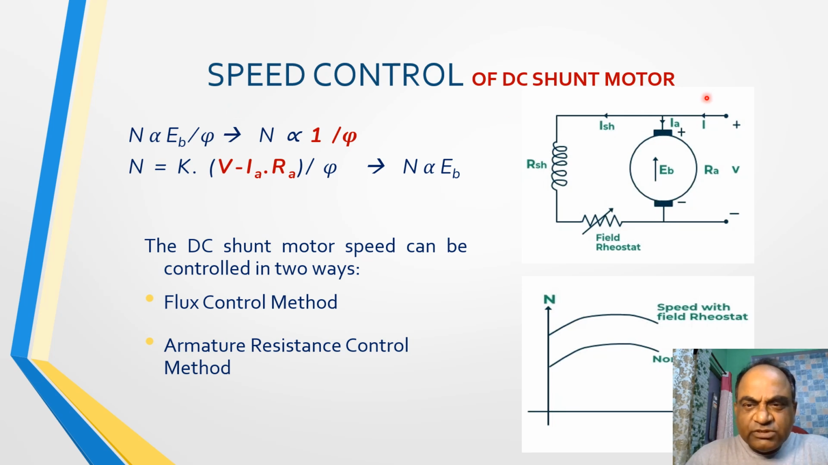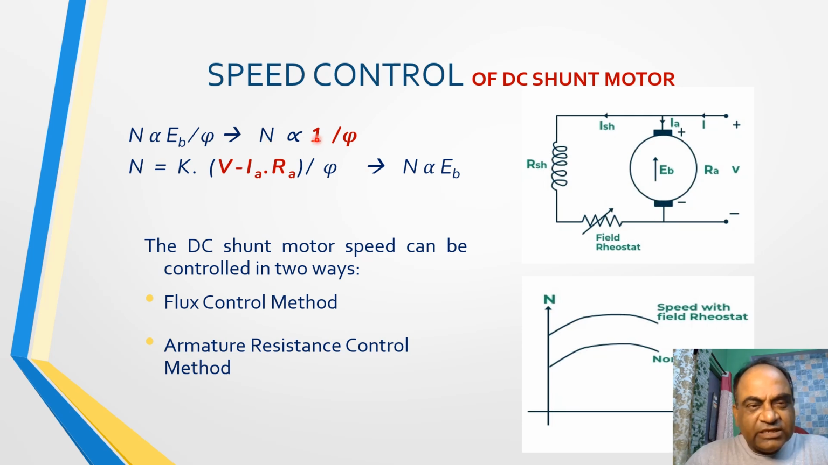So speed control of the DC shunt motor, let's discuss here. As we find through the equation of EB, N is directly proportional to EB upon phi, and this implies that N is inversely proportional to phi, that is field flux. So if we increase the field flux, the speed will decrease. On the contrary, if we decrease the field flux, the speed will increase.